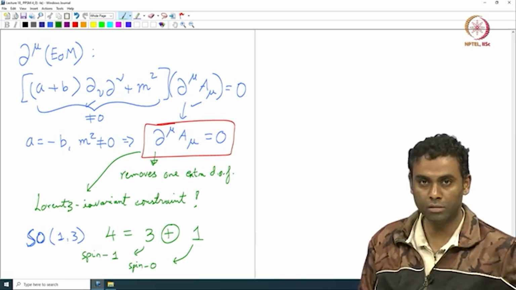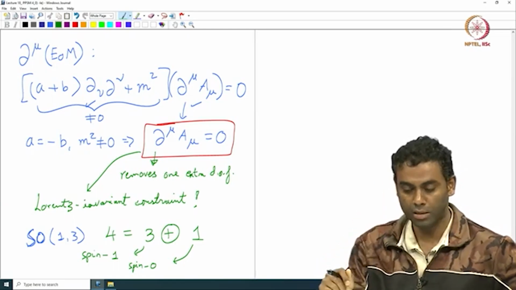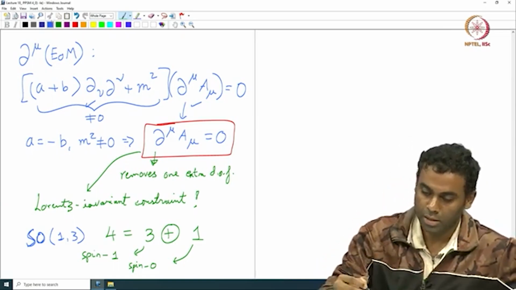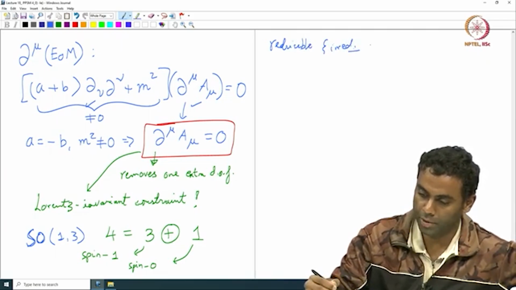So what does this notation mean? Remember we talked about representations, right, and then we talked about reducible and irreducible representations, right, of a group.